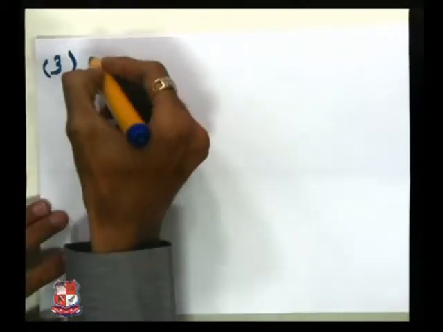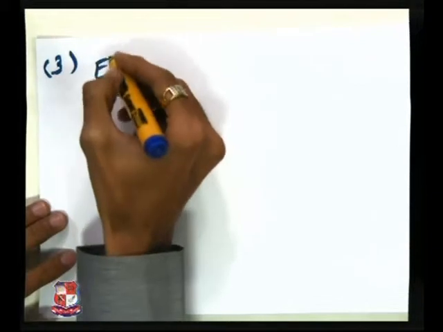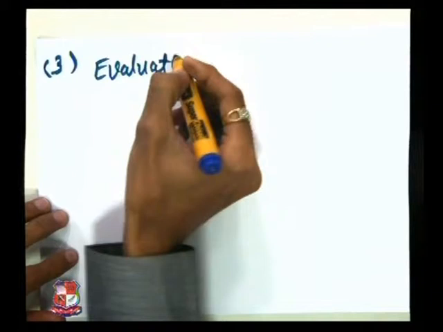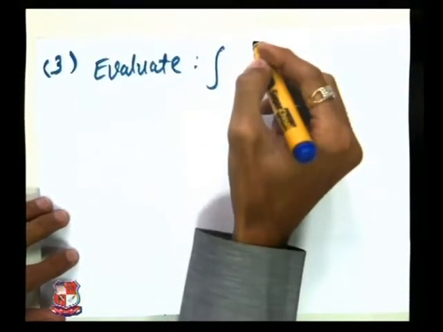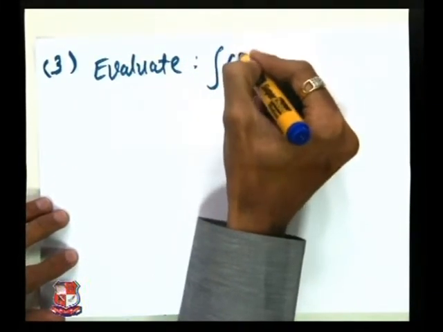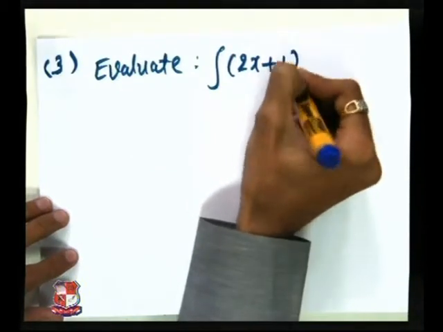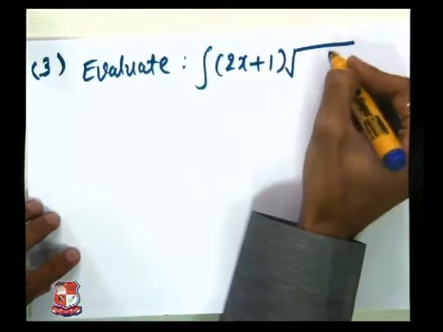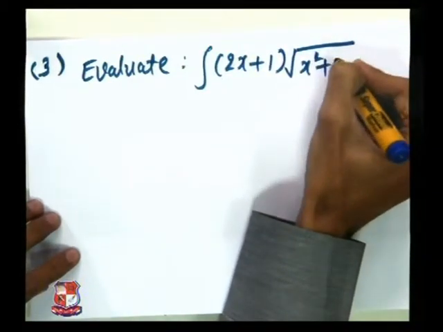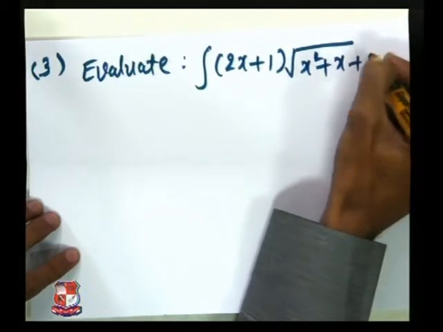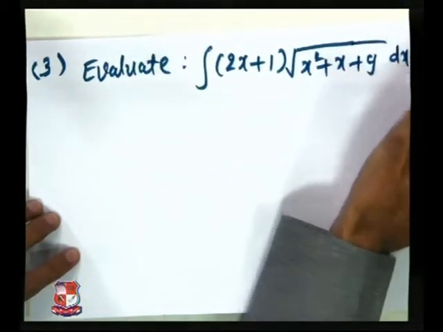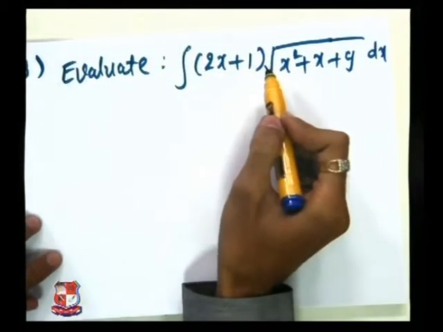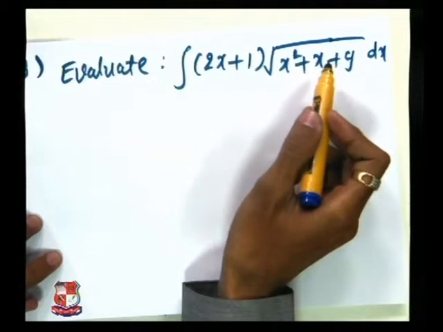Evaluate, this is again the integration of 2x plus 1 into root of x square plus x plus 9 dx. Okay, we need to evaluate this function, 2x plus 1 into root x square plus x plus 9 into dx.